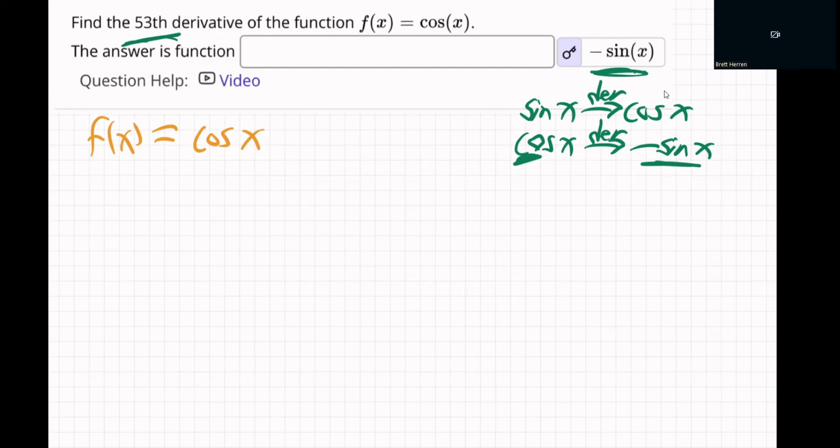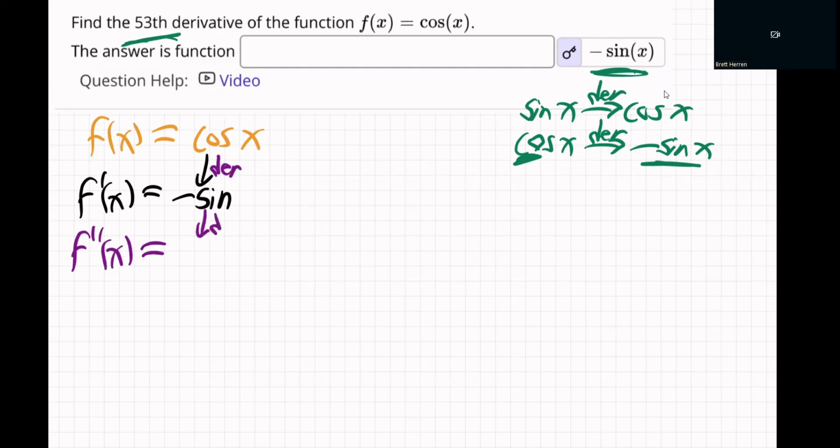So here we go. If I take a derivative here, what's the derivative of cosine? It's going to be negative sine. I don't need the x. I'm just going to skip the x. Let's take another derivative. Okay, what's it going to do? Well, that was a derivative.